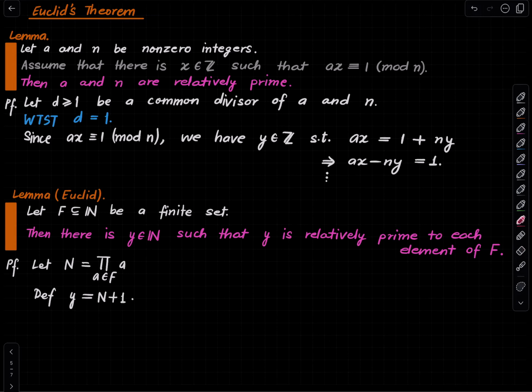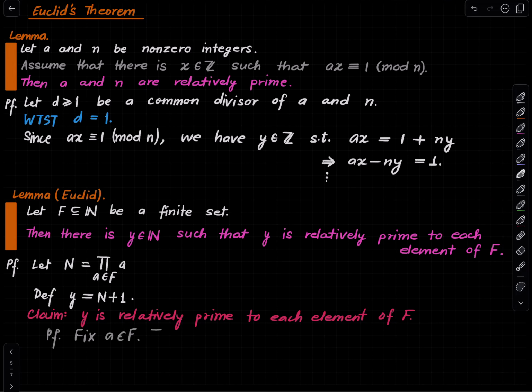So we claim y is relatively prime to each element of f. And here is the proof of the claim. Fix some element of f. Then note that n is congruent to 1 mod a.